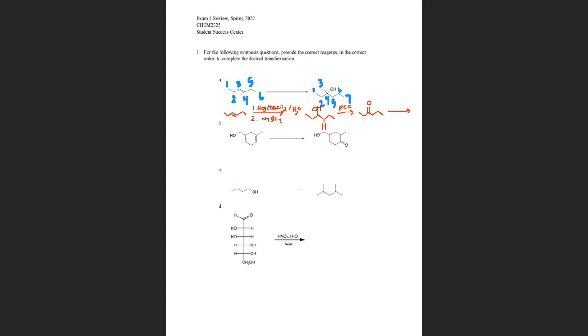And then we have to add a Grignard reagent. And if you look, the only group that we're really adding is this methyl right there. So all you have to add is a CH3MgBr, and then that will give you your final product.